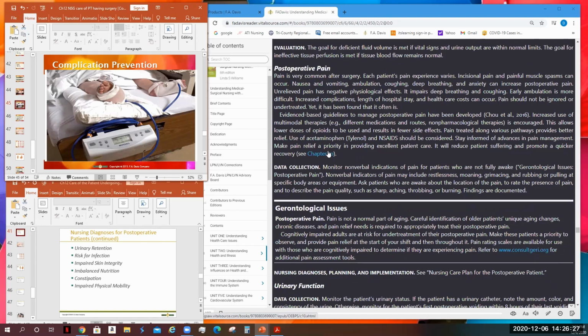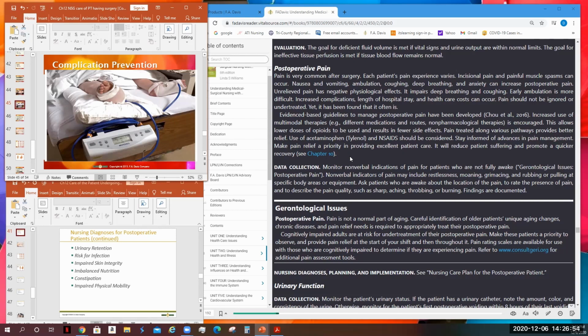Postoperative pain. Pain is very common after surgery. Each patient's pain experience varies. Incisional pain and painful muscle spasms can occur. Nausea and vomiting, ambulation, coughing, deep breathing, and anxiety can increase postoperative pain.